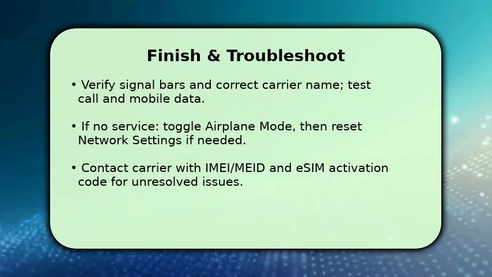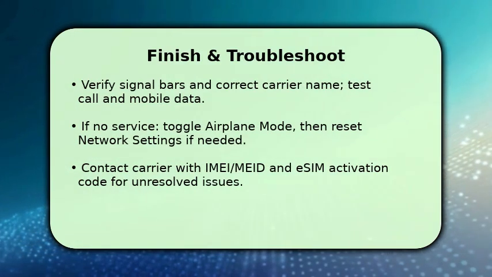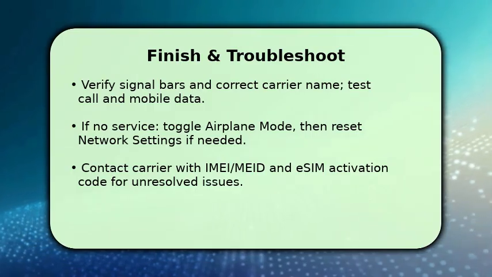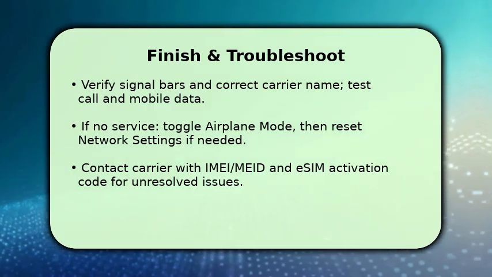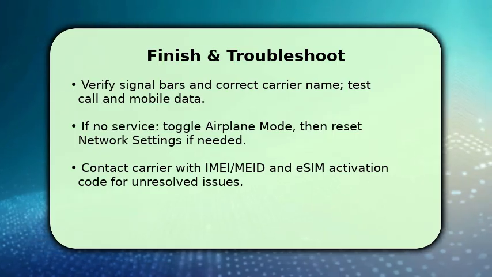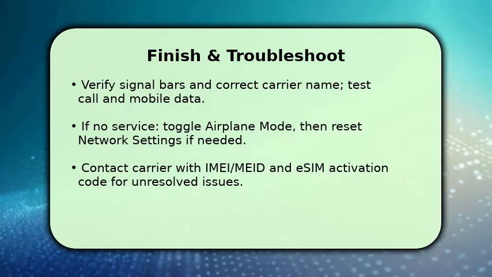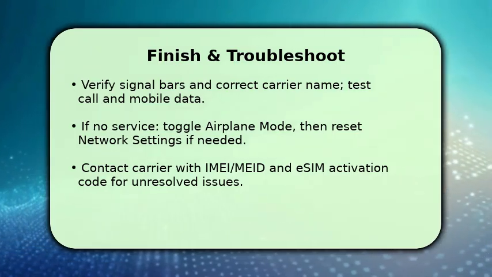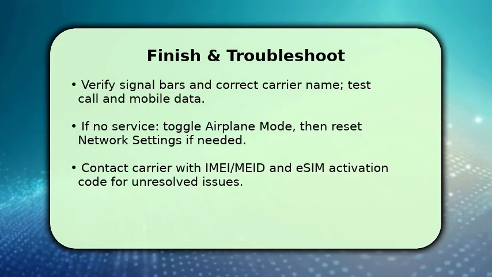You finish by confirming the eSIM shows active in Settings Cellular and testing a call and mobile data to verify service. If you see no service, toggle airplane mode for 10 seconds to force a network reconnect. Make sure the eSIM is set as the default for data if needed.